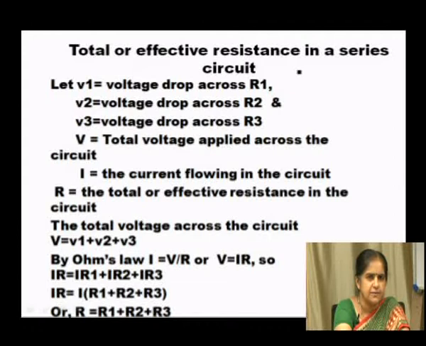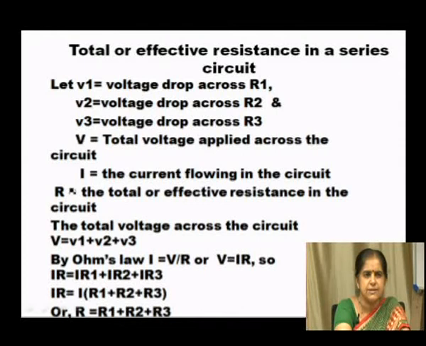And V2 is the voltage drop across R2, and V3 is the voltage drop across R3, and V is the total voltage applied across the circuit, and I is the total current which is flowing in the circuit. Okay, and what is R? R is the effective resistance; effective and total are one and the same. So R is the total effective resistance in the circuit.